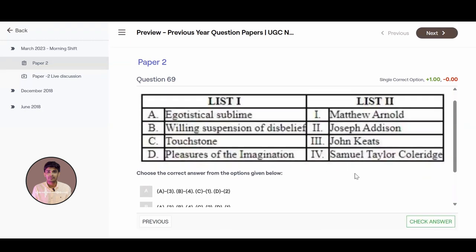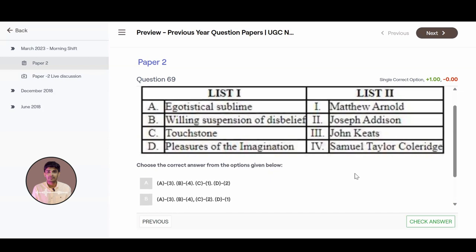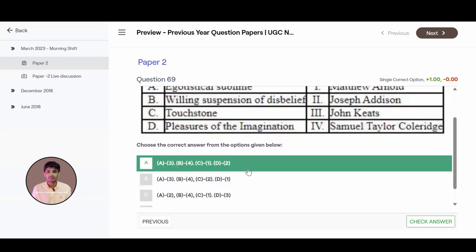Next question. Match: egotistical sublime, willing suspension of disbelief, touchstone, pleasures of imagination. You should at least be familiar with who is associated with egotistical sublime, willing suspension of disbelief, and touchstone. At least these three. It's fine for now if you don't know pleasures of imagination, but let's see if A is the answer.